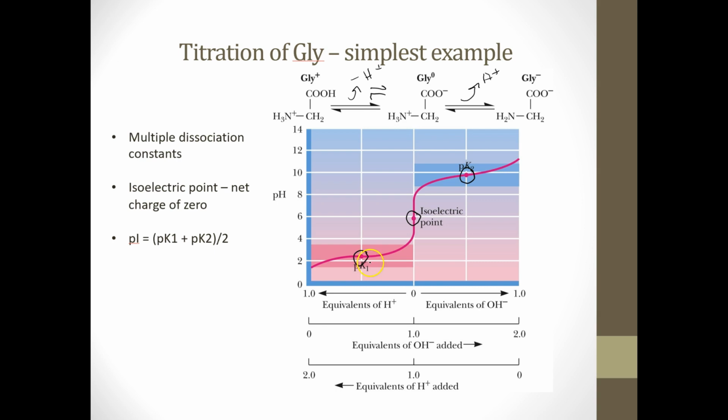The pK1, of course, is where we have that equivalent ratio of protonation and deprotonation for the acid. pK2 is our equal ratios of protonation and deprotonation for the base, and the isoelectric point is going to be where we have that nice zwitterion.